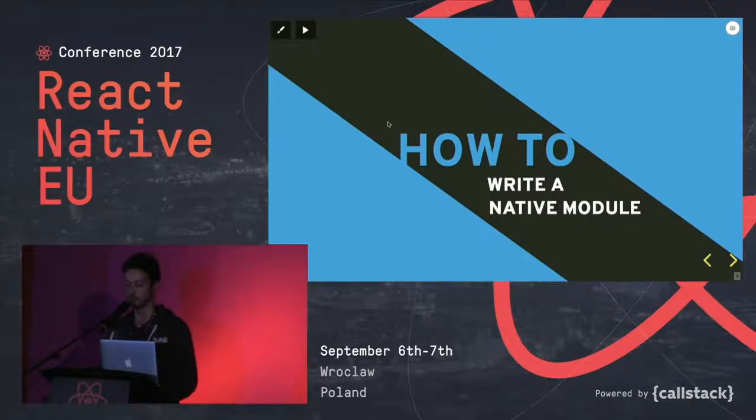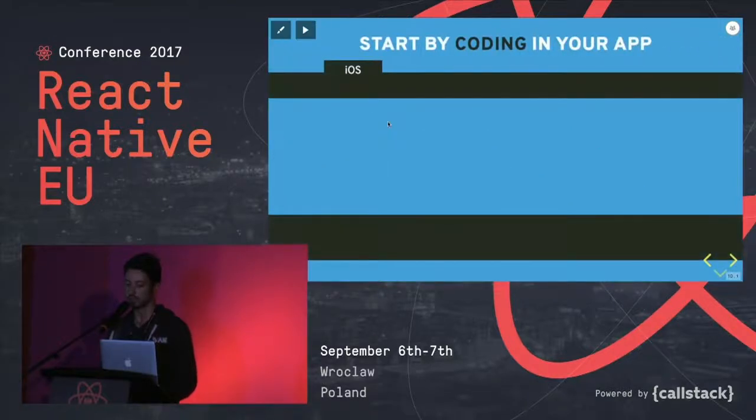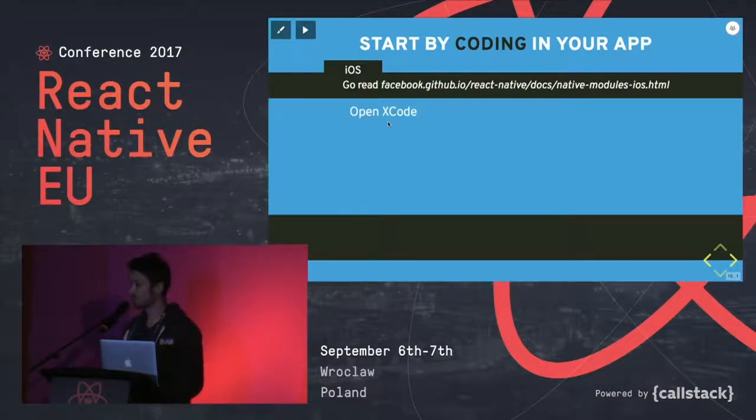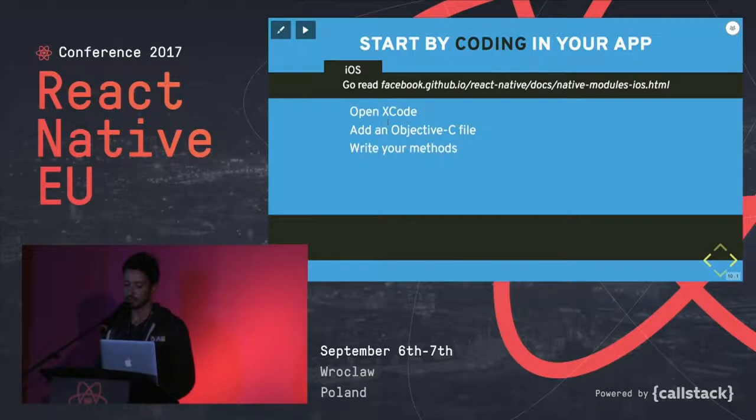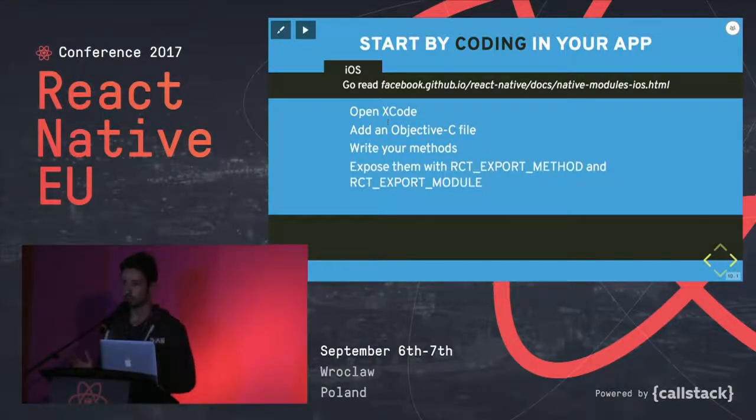So how to do this? Let's start with iOS. It's quite simple. You open the documentation, read it, and that's done. Okay, that's a bit more complicated, but not so much. In fact, the documentation is really nice, so I will be explaining what is written in the documentation from now on. So you open Xcode, you add an Objective-C file. I won't be speaking about Swift for now. So you write your method. First, you open a book about Objective-C, then you write your methods, and you expose them with two simple macros, which are quite self-explaining, meaning that you can export a module and then a few methods inside this module.